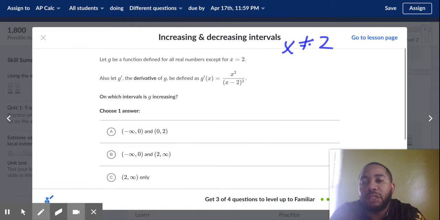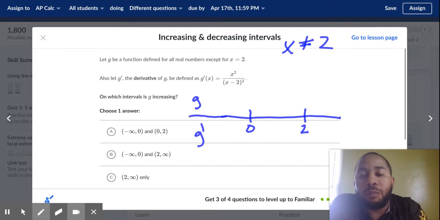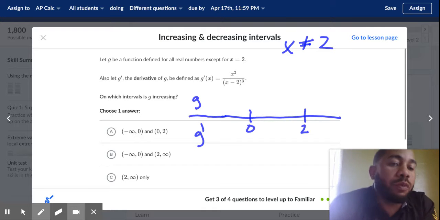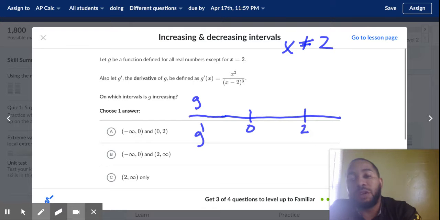It says also let G prime, the derivative of G, be defined as G prime is x squared all over x minus 2 to the third power. So they give you some other information there. And what they give you is that you got a critical point right here at 0, and you got a critical point at 2. And so what I like to do to just draw this out for myself so it's just real easy and plain is I allow the bottom to be the derivative, which I know is the slope of the original function, and I allow the top to be the original function.